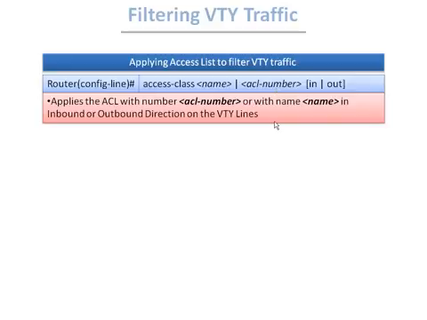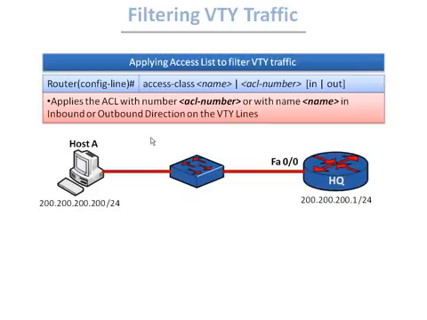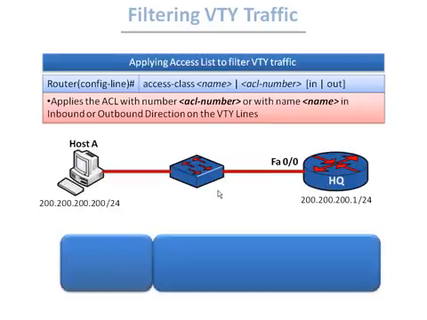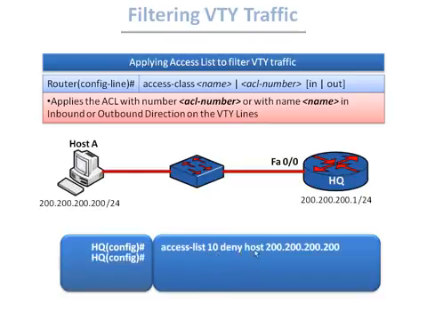So let's see how we can filter VTY traffic from host A to the HQ router, meaning how we can prevent host A from telnetting to the HQ router. First, we have to create an access list. The most basic access list that can do the job is a standard access list. So we're going to type access-list 10 deny and then the host that we want to deny, which in our case is 200.200.200.200. And then we want to permit everything else, so we're typing access-list 10 permit any.